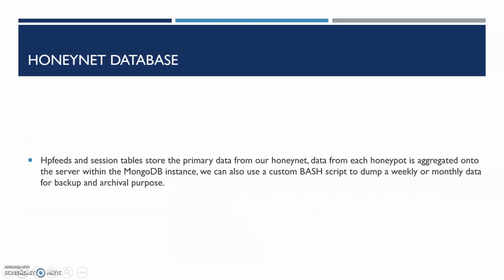So the honeypot database, as we know, MHN works with MongoDB and uses the HP feeds and session tables to store the primary data from our honeypots. Data from each honeypot is aggregated onto the server with the MongoDB instance. We can also use a custom bash script to dump weekly, monthly, or whatever day intervals we use to back up our data for archival purposes, etc.